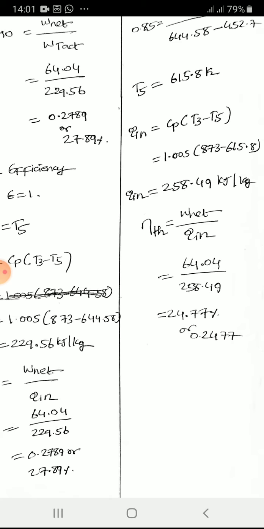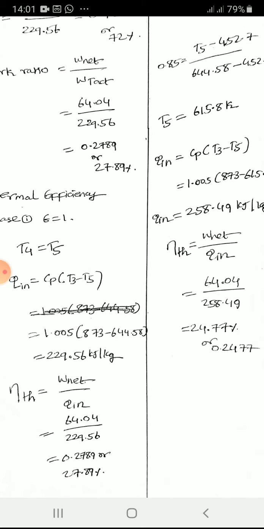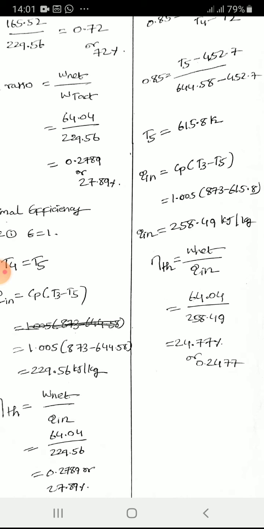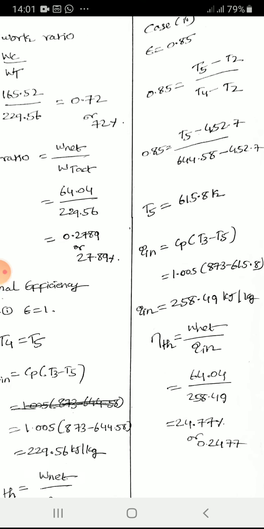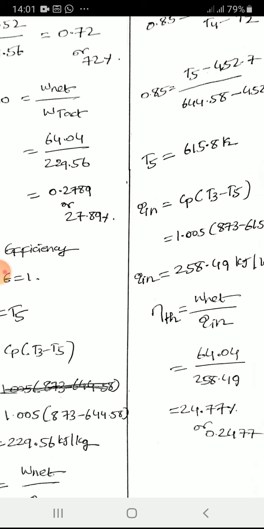24.77%. Now if we carefully observe these two cases side by side, on the left hand side you have effectiveness as 1. We require 229.56 kilojoules per kilogram of heat to be supplied, right? If the effectiveness of the heat exchanger is 0.85, we require 258.49 kilojoules per kilogram. If regeneration is perfect, we require only 229.56 kilojoules per kilogram of heat. If regeneration is 85%, we require a greater amount of heat. If it is 0.8, we will require even more heat. So if effectiveness decreases, the heat input will increase.